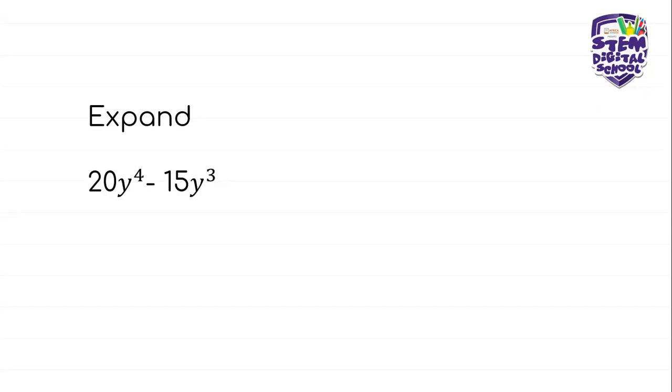You take out 5 as the common factor, but I can also add that we need to take out y cubed as a common factor there. So meaning that your answer will be 5y cubed into 4y minus 1. So it will be 5y cubed into 4y minus 1. That will be how we expand our expression.